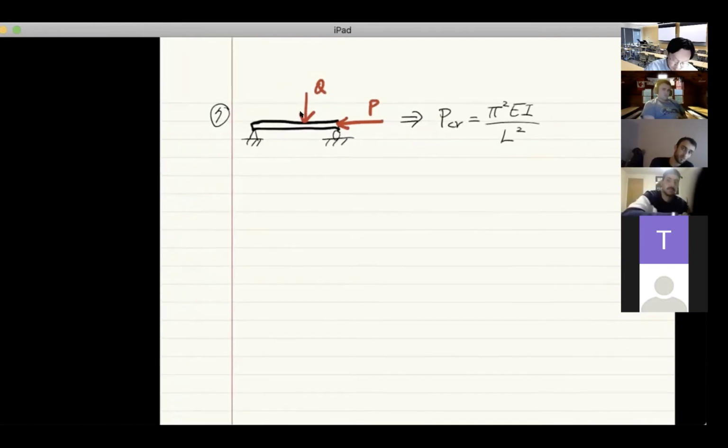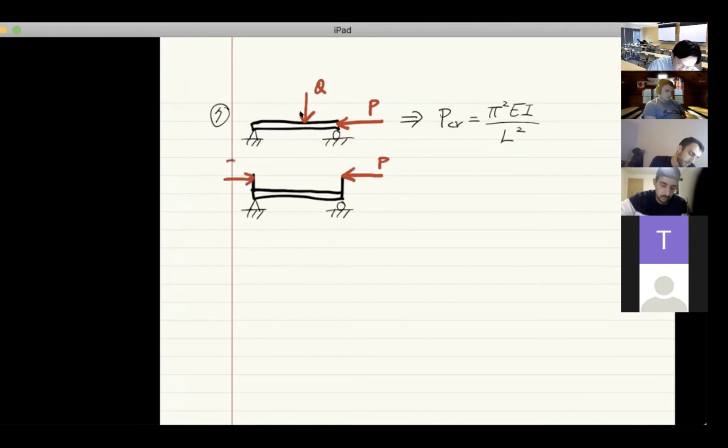What about our case? The case we just solved is this. This is what we did. It's also simply supported. P is here, P is here. And this distance is what we call eccentricity, right? So what's the critical load? Still the same.